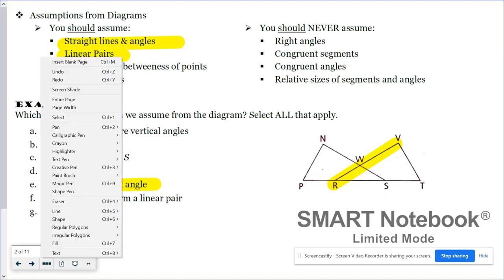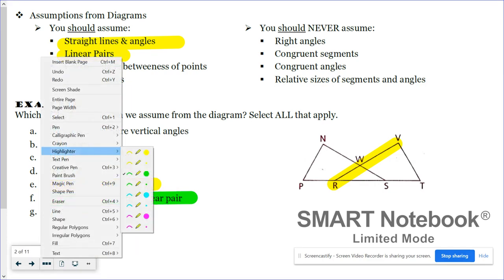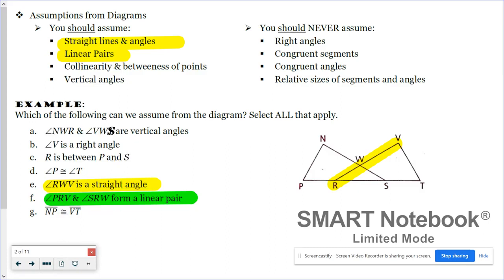I can also assume linear pairs. They mention in our statements below that angle PRV and SRW form a linear pair. So let's check this out. Here we have angle PRV, and here's angle SRW. A linear pair is when you have a line that's been split into a pair of angles. You can easily identify such angles as being a linear pair, and in our diagram, those are definitely a linear pair of angles.